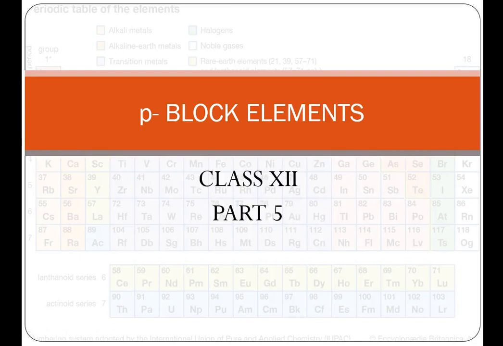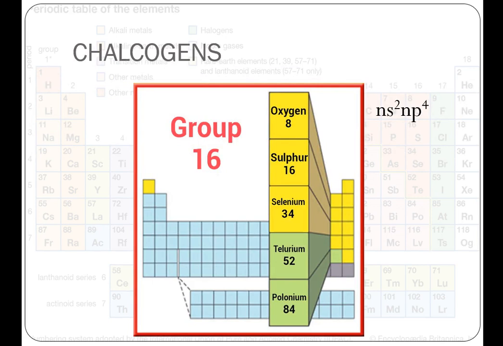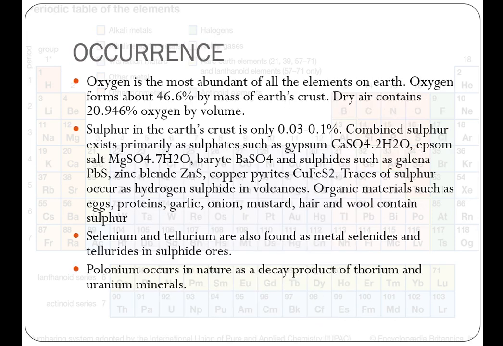Today, we are going to start with the next part of the chapter, P block elements. Today we will talk about group 16 elements, which are also known as chalcogens. Chalcogens means ore forming. Most of our ores are either the oxides or sulfides. That's why the name. Group 16 contains oxygen, sulfur, selenium, tellurium and polonium. The general electronic configuration is ns2 np4.